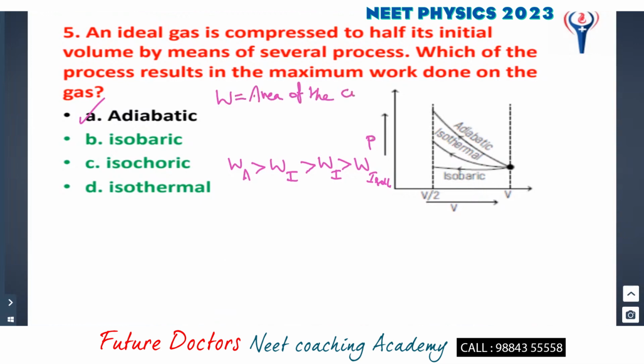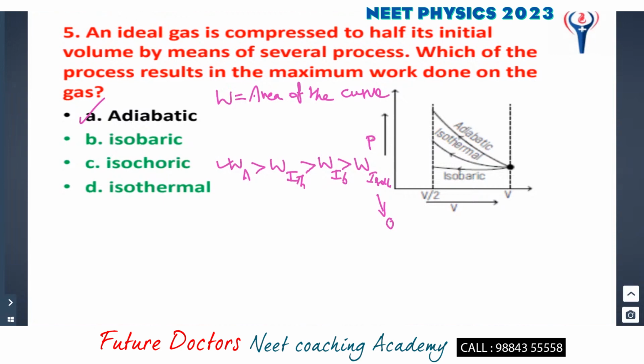Area of the curve. And this is the curve: adiabatic, isothermal, isobaric, and isochoric is 0. Adiabatic is maximum. That is, work done in adiabatic is greater than work done in isothermal, which is greater than work done in isobaric, which is greater than isochoric. Work done in adiabatic is maximum and work done in isochoric will be 0, as we said. So option A, work done in adiabatic is maximum value, that is the answer.